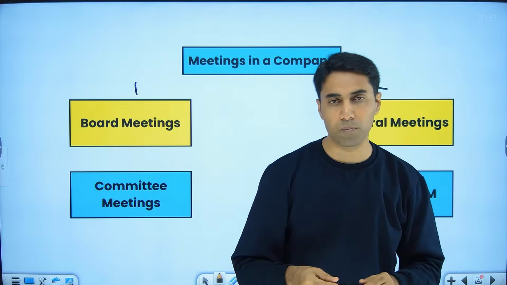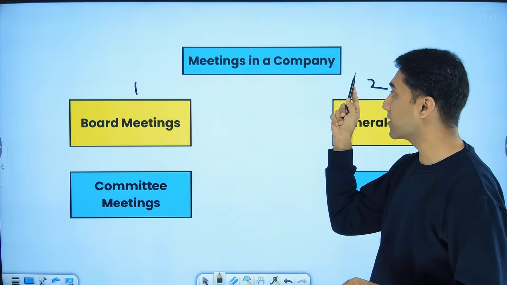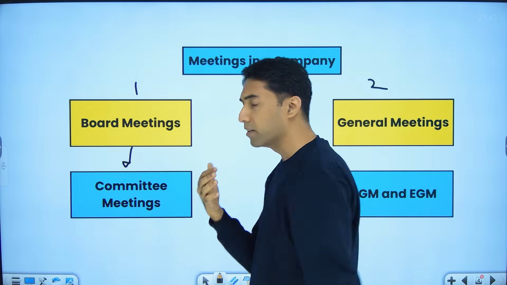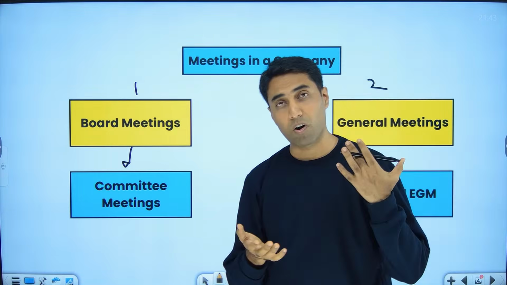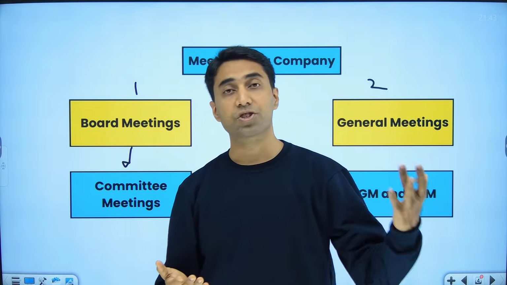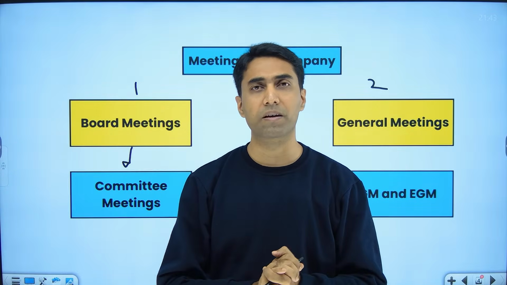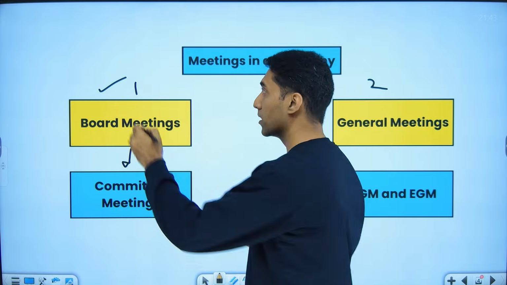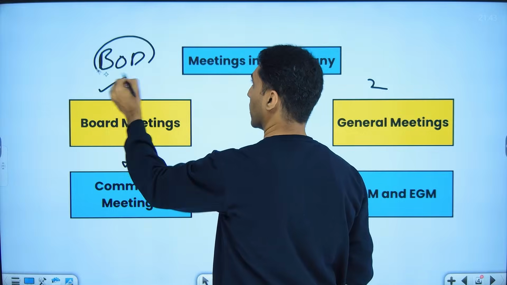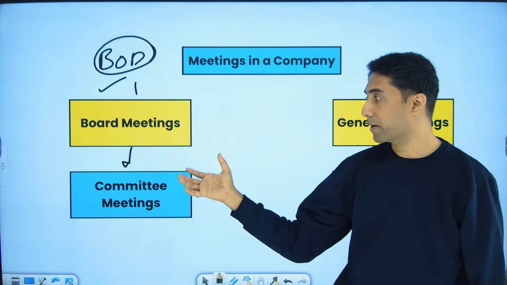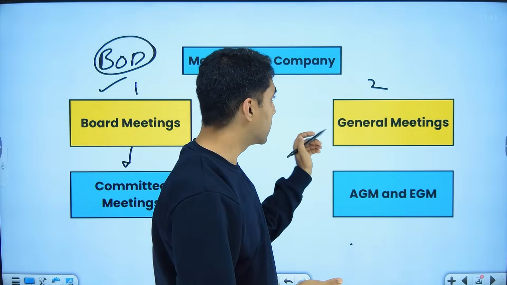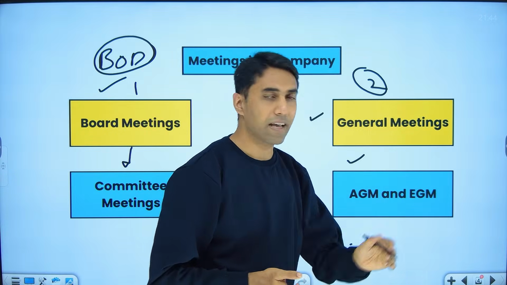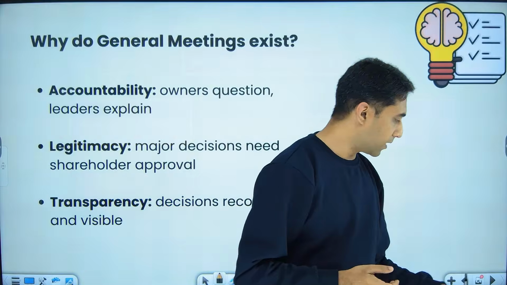So this is the first foremost thing. The company has that. So we have meetings in a company, we have board meetings, we have general meetings. So again, under board meetings, you have the board committee meetings, you have the audit committee, the CSR committee, shareholder relationship committee. We have multiple committees in a company. So the board of directors meet in the board meetings or committee meetings, and the shareholders meet in the general meetings, which is broadly AGM and EGM. We'll go more detailed into that.